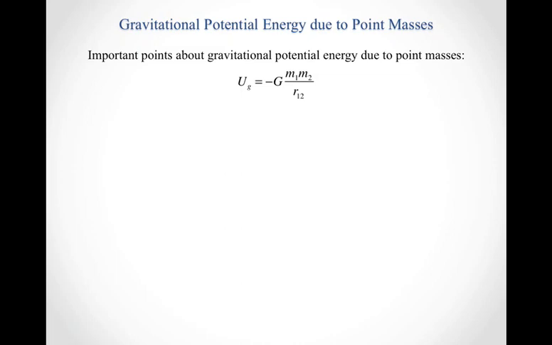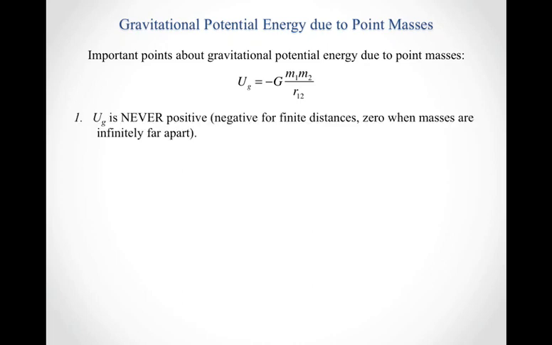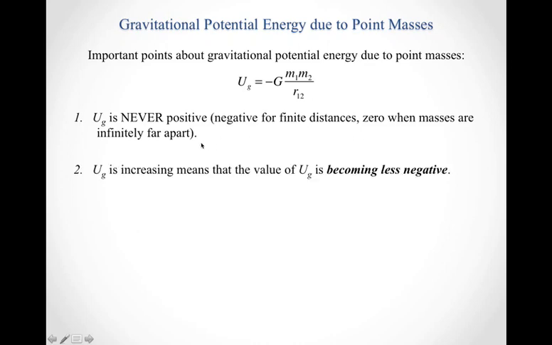So some important points to think about in terms of using this equation to calculate the gravitational potential energy due to point masses. 1, the gravitational potential energy is never positive. The change in the gravitational potential energy can be, but the gravitational potential energy is never positively valued. It's negative for finite distances. It's zero when your masses are infinitely far apart. 2, increasing the gravitational potential energy means that the value of UG is becoming less negative. It's getting closer to zero, but it's still always negative.